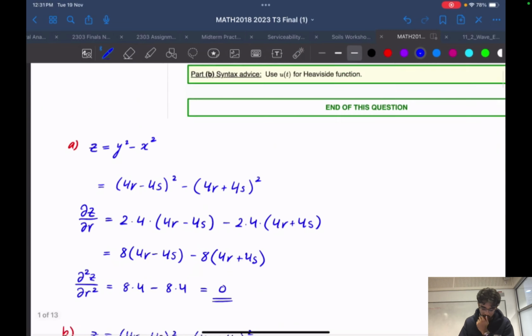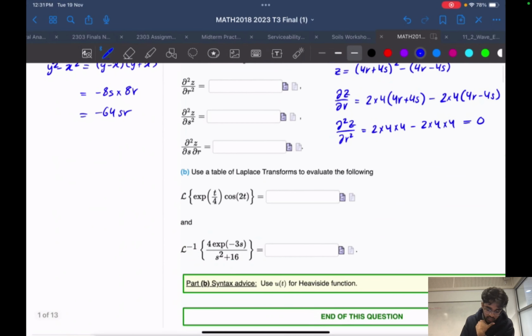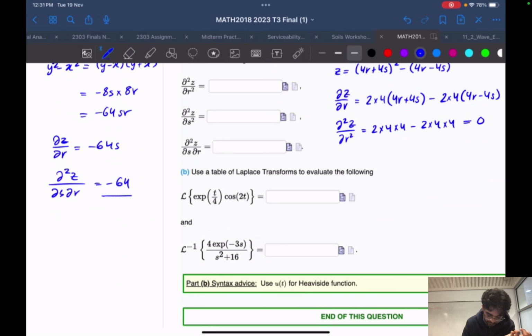Alright. And for the last question, you just get minus 64, because when you differentiate this once with respect to r, you get minus 64s. So for example, you get this with respect to r, you get minus 64s, and when you do this again with respect to s, you just get minus 64. Okay, I guess that's a shorter way of doing that question.